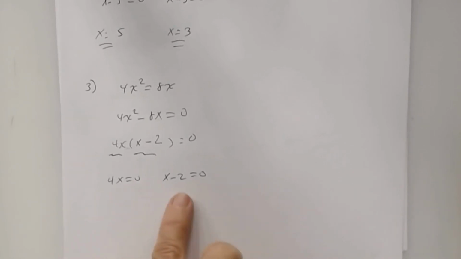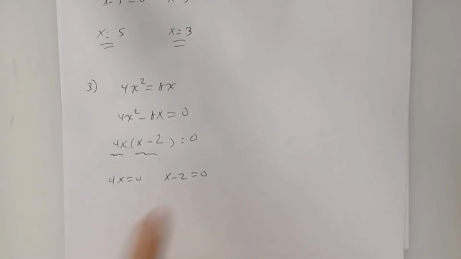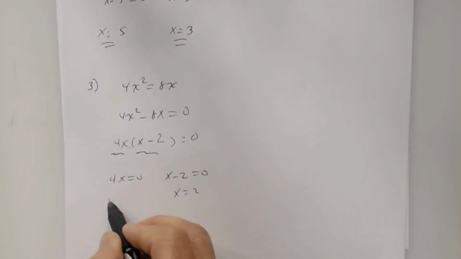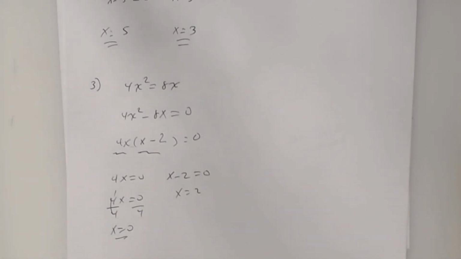So let's do this one first. What's x that I'm pointing to? 2. Now this is going to get some of you. What's x over here? 0. Because 4 times what is 0? 0. Now if you didn't see that in your head, then just divide both sides by what? 4. And so x equals 0. Okay.